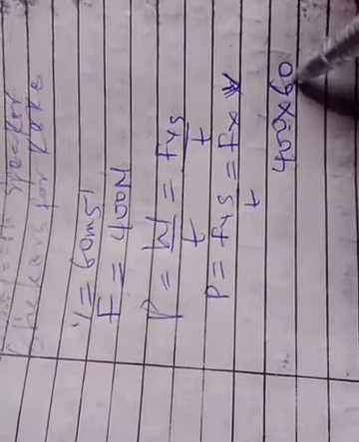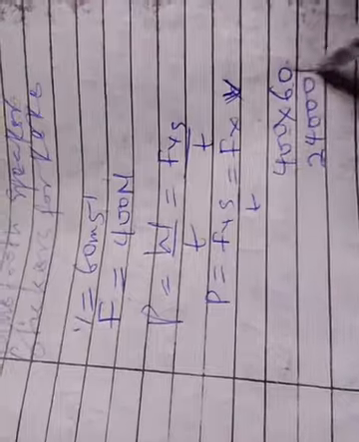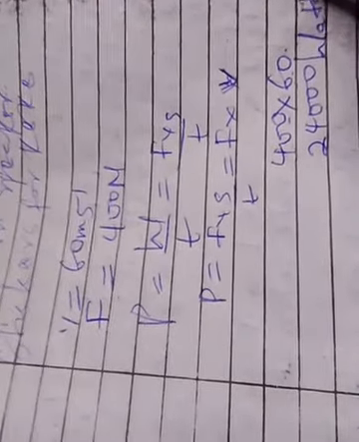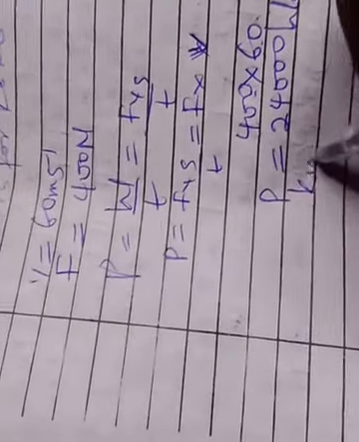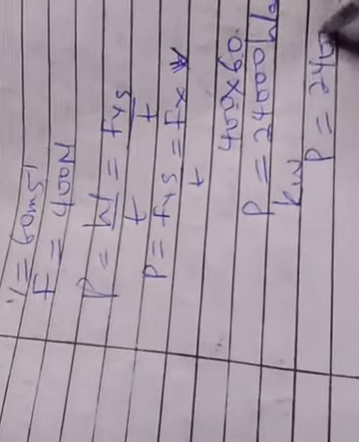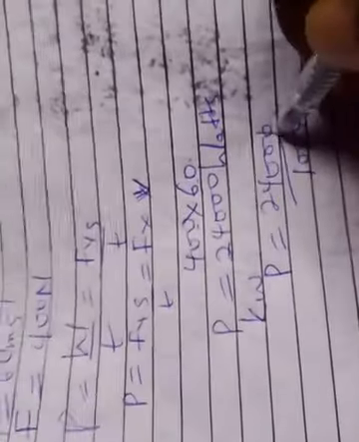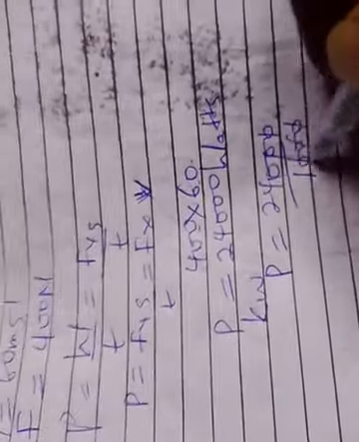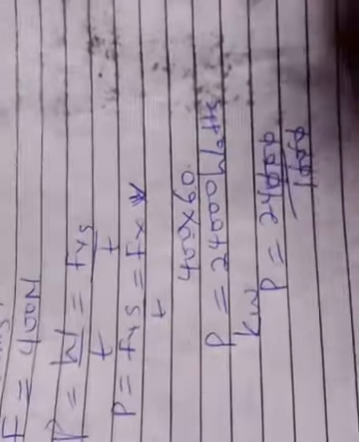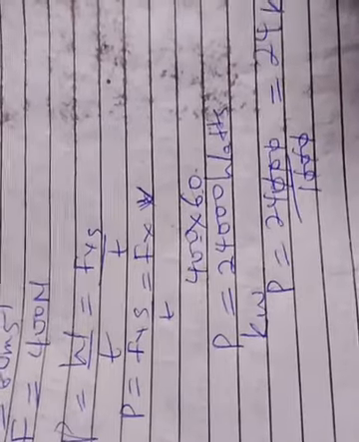Now 400 times 60 giving us 24,000 watts. Now we have gotten the power to be in watts, but they told us let the power be in kilowatts. How will you calculate it in kilowatts? Power is equal to 24,000 divided by 1,000. You see all these zeros cancel each other. So we have our power to be 24 kilowatts.